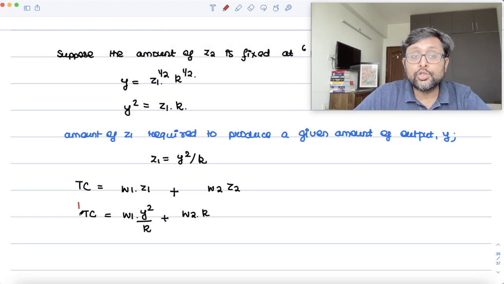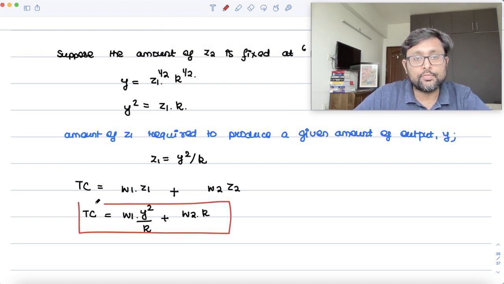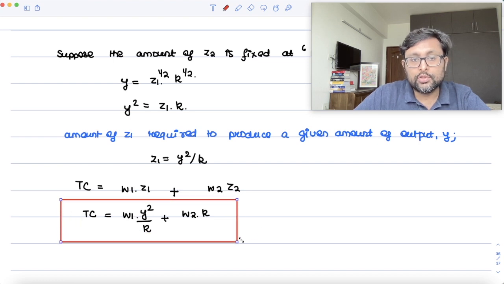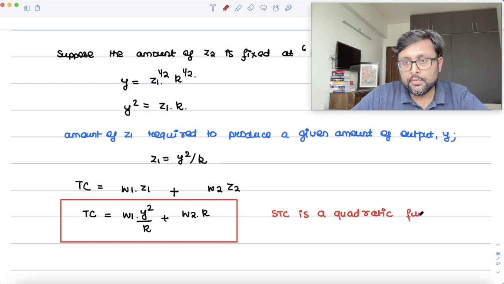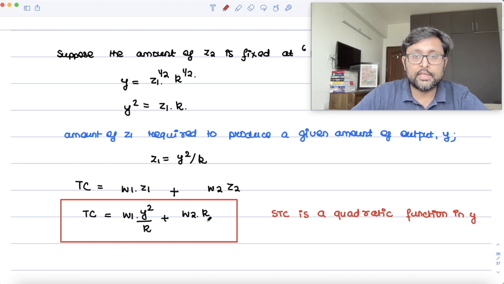Or in fact, the short run total cost function, right? So as you guys could see easily, this short run total cost function is a quadratic function in Y, right? Keep this thing in head.